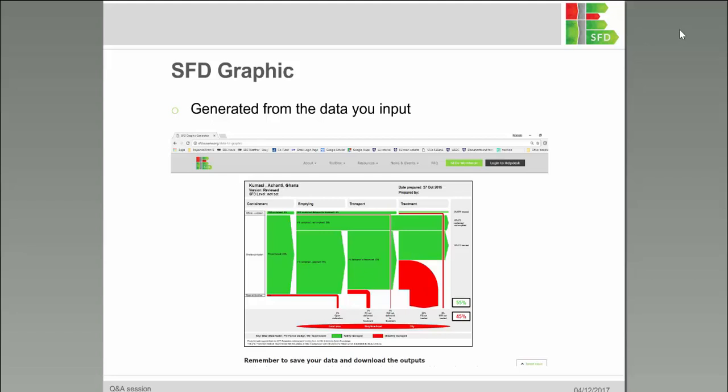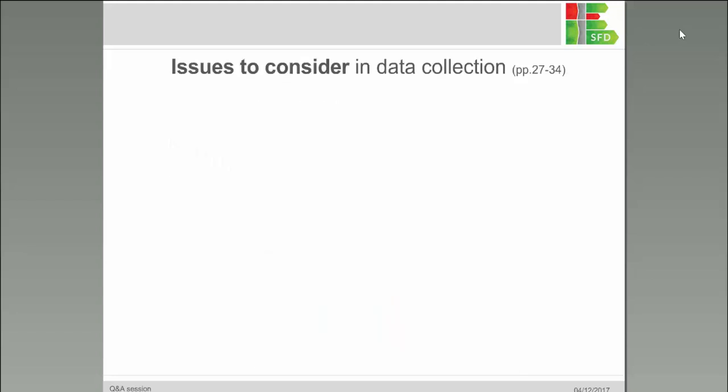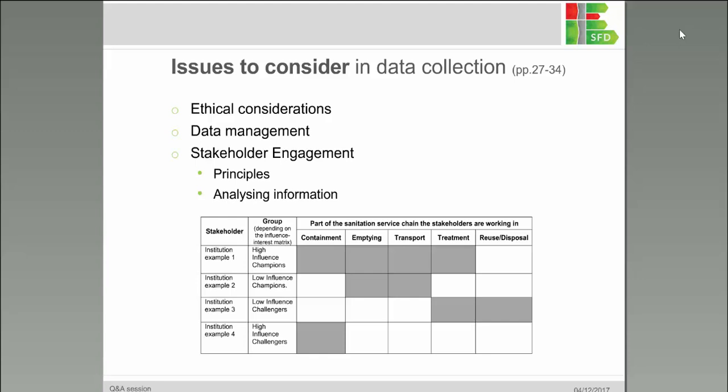So that's probably the better known part of the manual, the link to the website and how to produce the graphic. But hopefully this explains that we're also asking you to collect data to explain what's going on behind that graphic, to reflect what's happening in the town or city. So some of the issues we want you to consider when collecting data are ethical considerations, how to manage data, and how to consider stakeholder engagement.